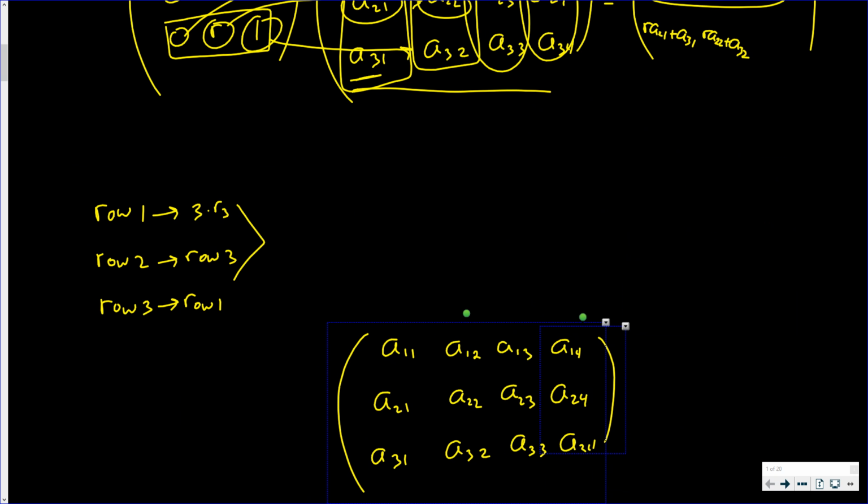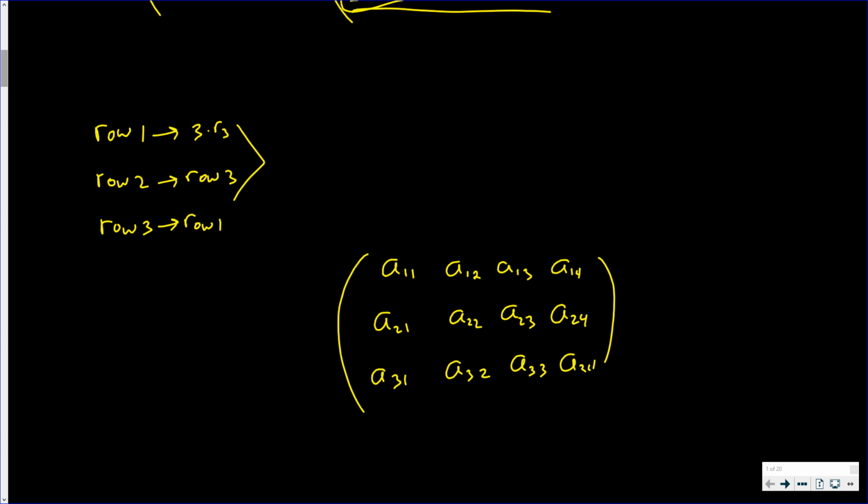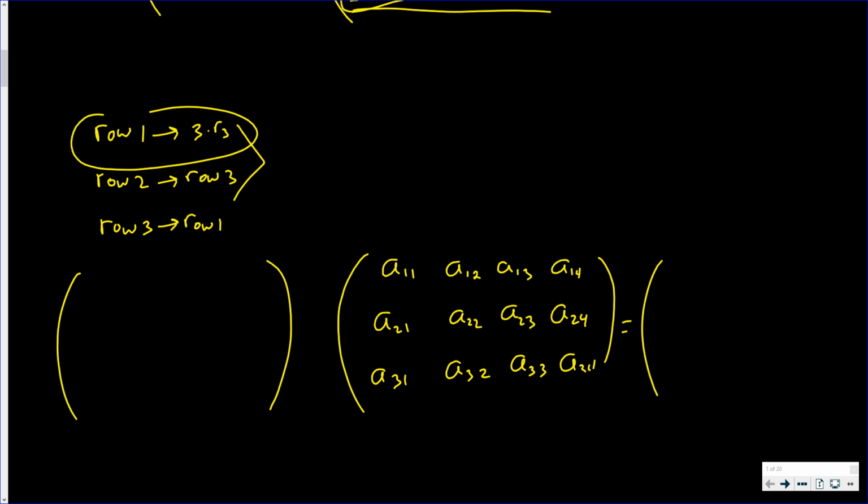So we have this matrix, and we want to multiply it by something, and we want to get back for row 1 3 times row 3. So this is row 3. I'm going to get 3 times it. 3A31, 3 times A32, 3 times A33, and 3 times A34.